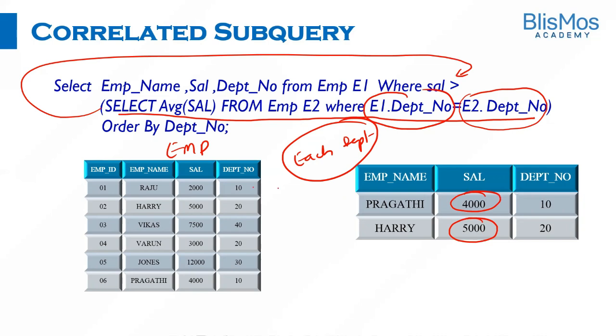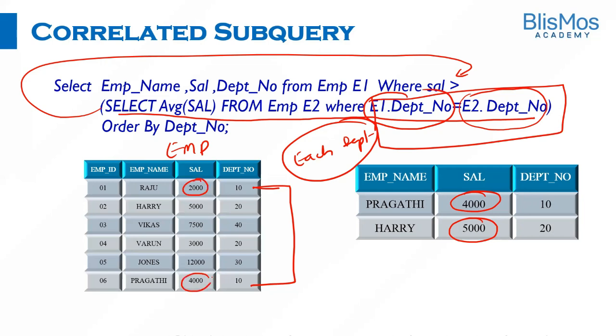So here, we have two records with the department number 10. That means when this condition is met, the salary of one person is 2000, and the salary of another person is 4000. So then the average will be calculated. What is the average between 2000 and 4000? It is 3000. Now this average will be compared with the people in the same department.